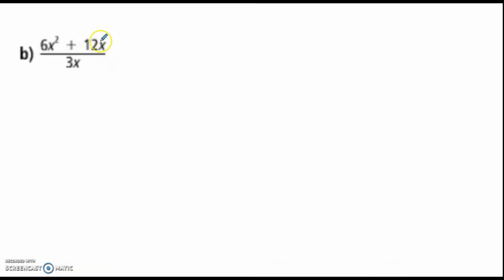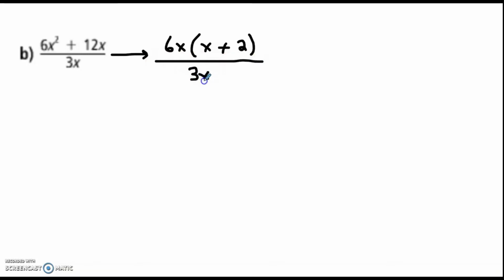Sure, let's start here. So in this one, in the numerator, between 6 and 12, I can pull out a 6. And between x squared and x, I can pull out an x. So that's going to leave me with x plus 2. Always remember to double check. So if you redistribute this into the brackets, 6x times x is 6x squared, 6x times 2 is 12x, so everything's looking fine there. And in the bottom, I'm going to write my 3x again.